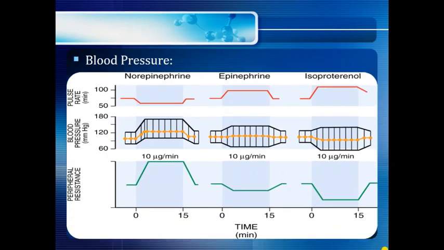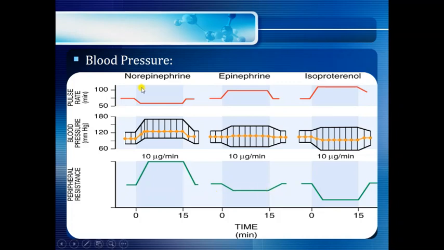Now, the effect on blood pressure. What is the effect of adrenaline on blood pressure? The systolic blood pressure increases. Diastolic blood pressure will decrease at low doses, but over a period of time, when you give high doses, there will be a rise in blood pressure. Pulse rate will be increased with epinephrine and peripheral resistance will be decreased.